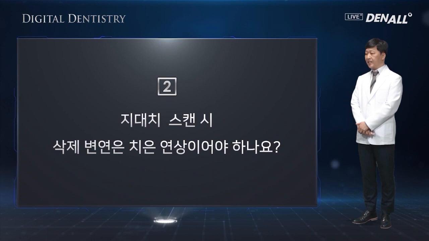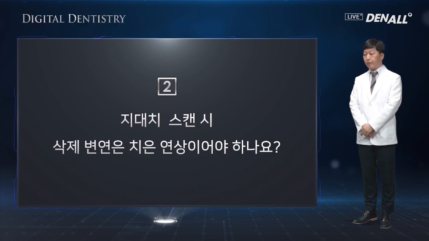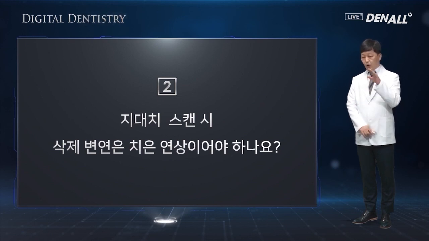The second question, when scanning abutment, do we have to make the reduction margin as supragingiva? As I said during the lecture, up to several years ago, for digital prosthesis, there were many lectures saying supramargin prep should be used when the design program was black and white. But recently available scanners like Trios 3 or Trios 4, it doesn't matter whether it is a supra or submargin.